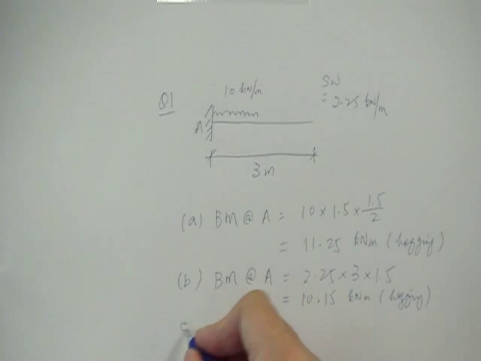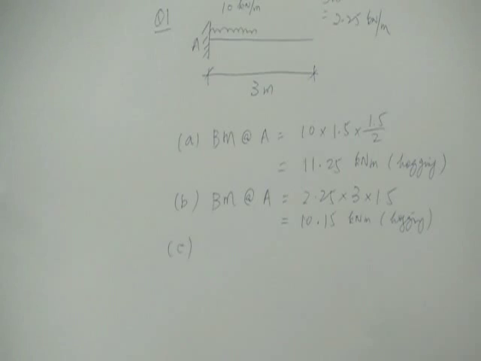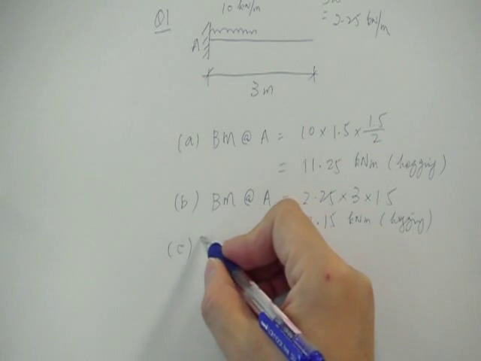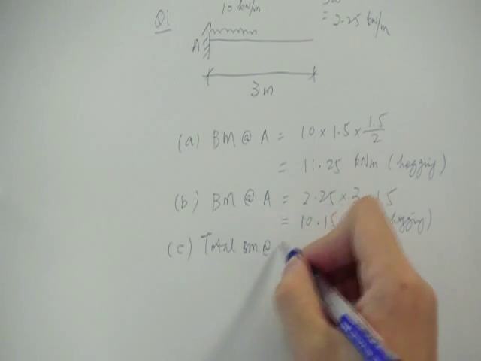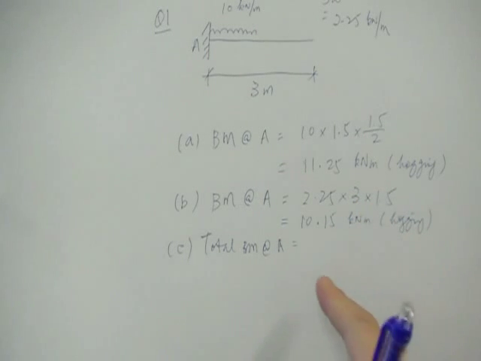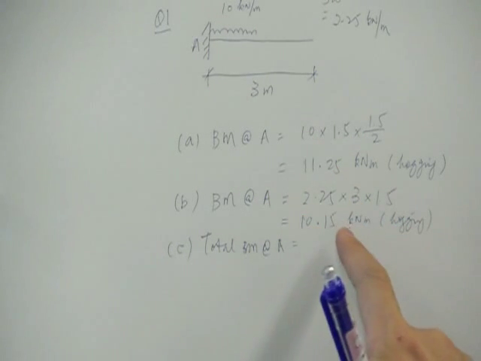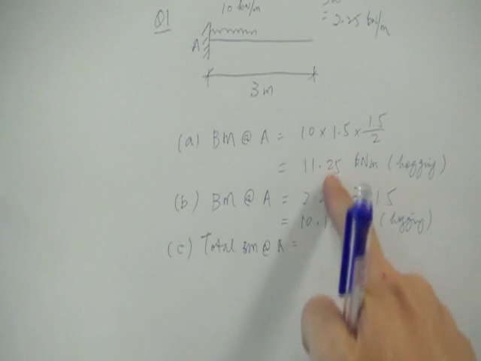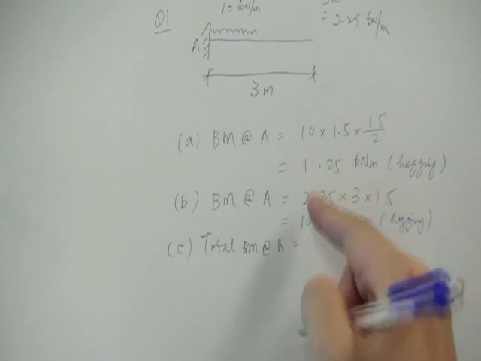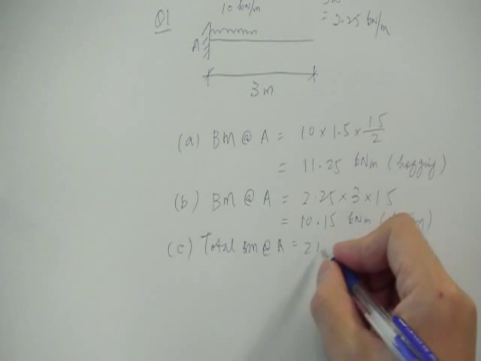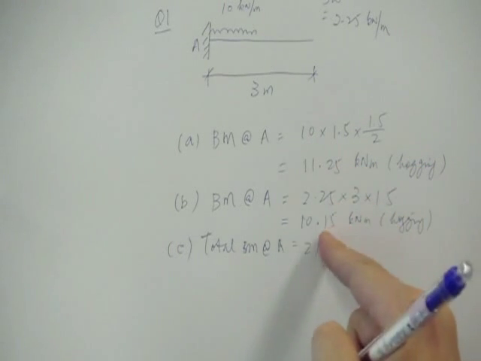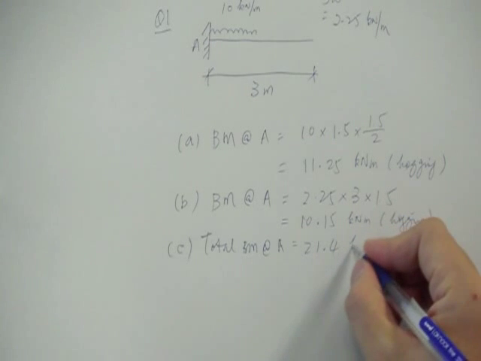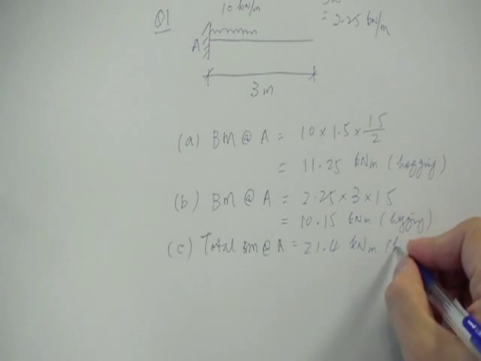And in part C, the total moment at A due to the impulse load and also the self-weight, you can just add up these two values, which will give you 21.4 kilonewton meter hogging.